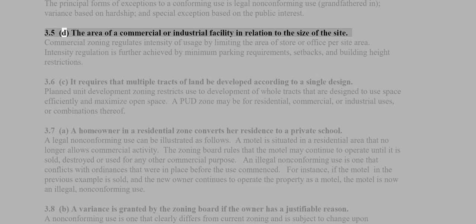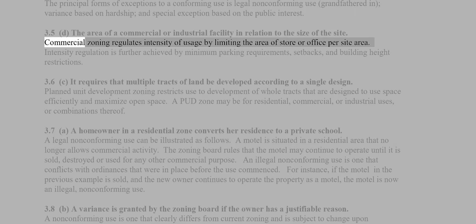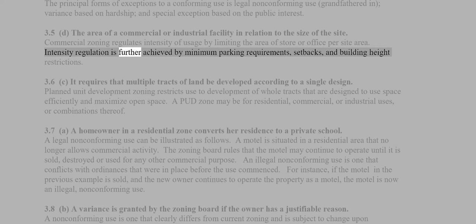3.5 D. The area of a commercial or industrial facility in relation to the size of the site. Commercial zoning regulates intensity of usage by limiting the area of store or office per site area. Intensity regulation is further achieved by minimum parking requirements, setbacks, and building height restrictions.